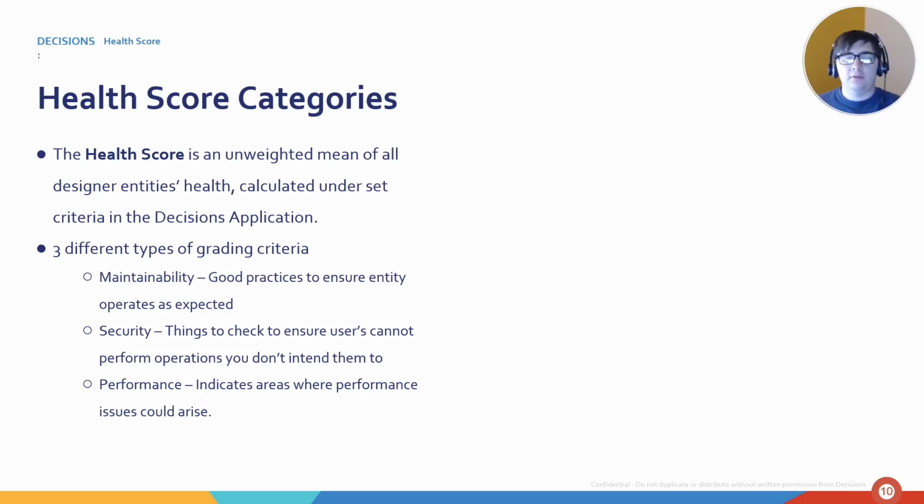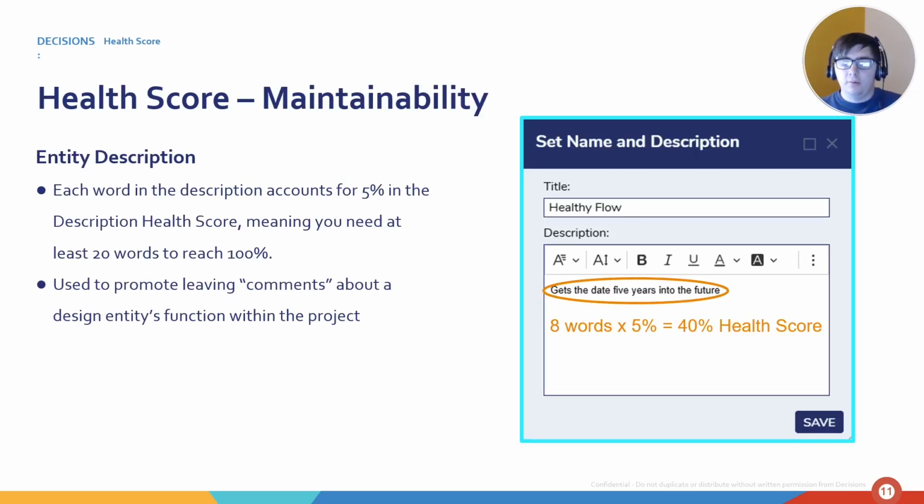So let's get into our first category, maintainability. One such grading criteria for maintainability is the entity description. Each word in an entity's description accounts for 5% of the total health score. So if you have no description, you're going to have a 0. But if you have 20 different words or more, you'll have a health score of 100.